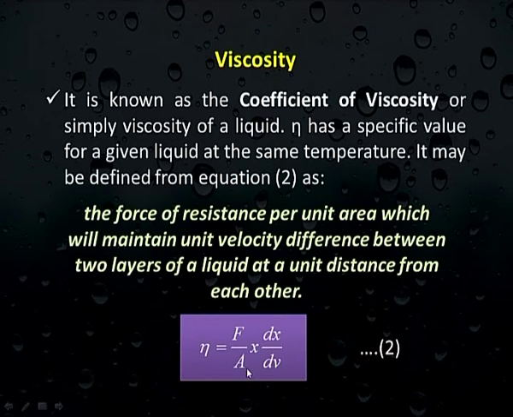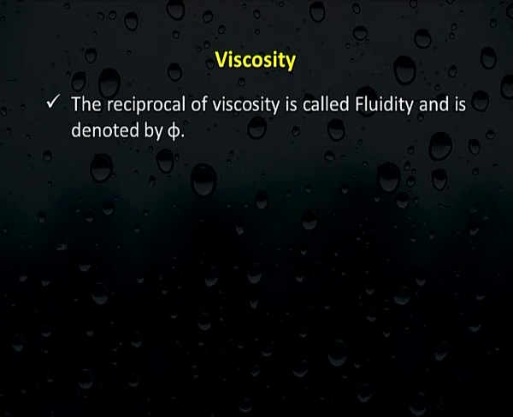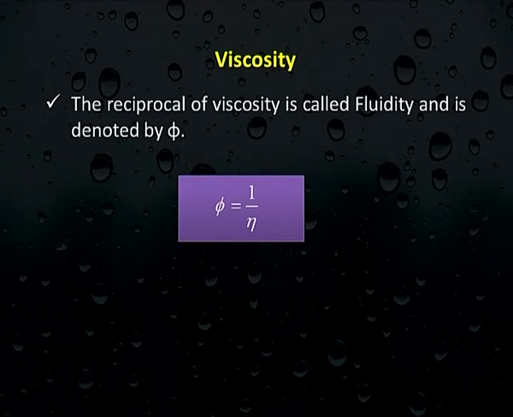So, if the values of A, dx and dV are all unity, then eta will be equal to F, meaning the force of resistance will be equal to the viscosity of the liquid. Now, the reciprocal of the viscosity is called fluidity, meaning tendency to flow. It is denoted by phi.